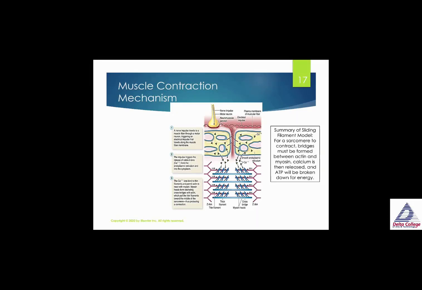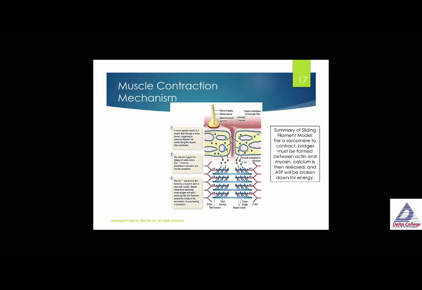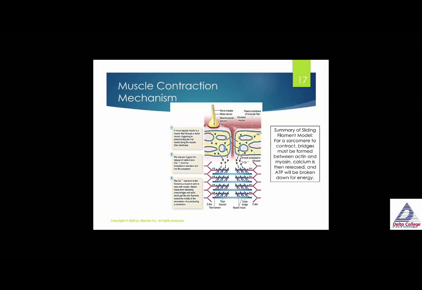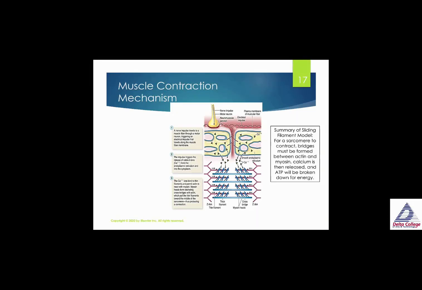So a nerve impulse travels to a muscle fiber through a motor neuron, triggering an electrical impulse that travels along the muscle fiber membrane. You can see that with the arrow coming down from that nerve impulse going in there. The second part, by these little green triangles, the impulse triggers the release of calcium ions from the endoplasmic reticulum into the cytoplasm. Then you can see down here where the little blue guys are, the calcium ions then bind to thin filaments and permit actin to react with myosin.